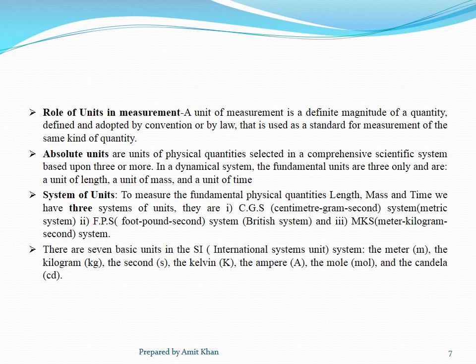What are the systems of units? As we know, three systems are CGS, FPS, and MKS unit systems. There are 7 basic units in the SI: meter, kilogram, second, Kelvin, ampere, mole, and candela.